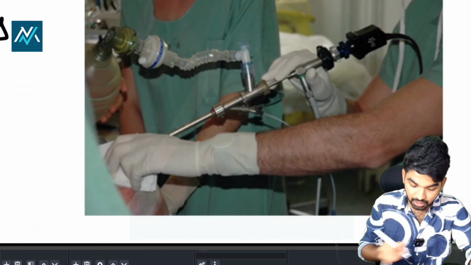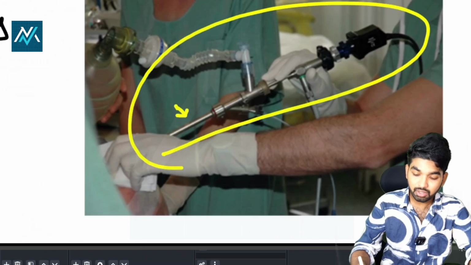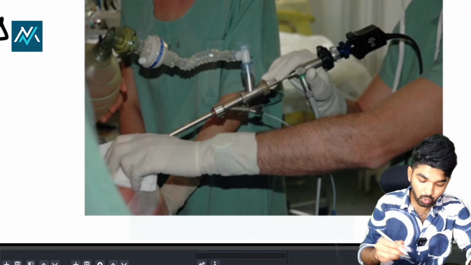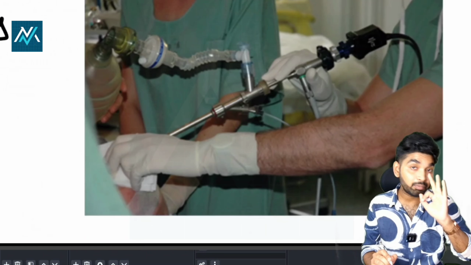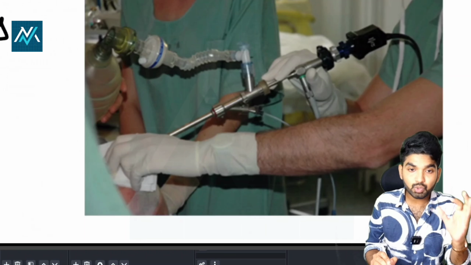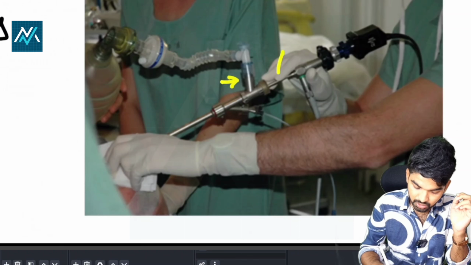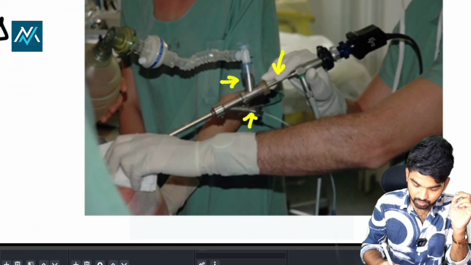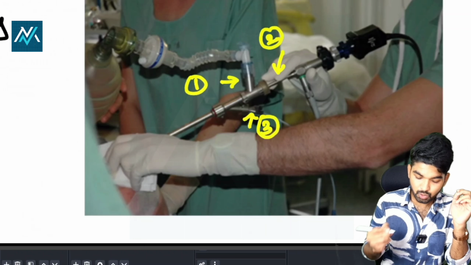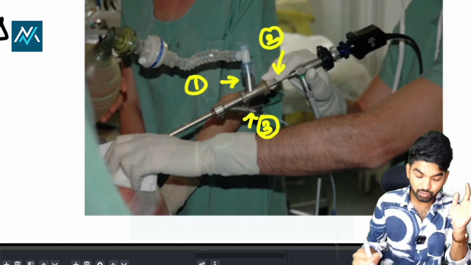Can you see here? This entire thing is your rigid bronchoscope. Clear? And can you see there are three ports? Please see this rigid bronchoscope. It has three important parts. Number one is this one, number two is this one, number three is this one. One, two, three. So what are the three ports inside a rigid bronchoscope for is my next question for you.